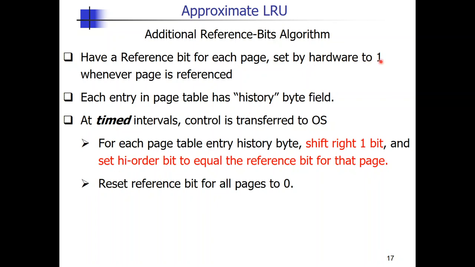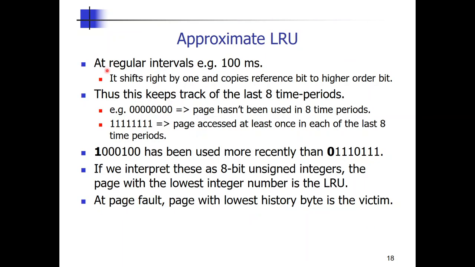And certainly we cannot leave the reference bit at 1 for the entire time. We are going to have to reset that reference bit at that time interval. We do that to all pages so that we can again do this in a cycle, so that we keep an order and frequency monitoring going. Those regular timed intervals are about 100 milliseconds. Every 100 milliseconds, the history byte, the 8 bits in the history byte field, shifts right by 1, and we simply copy the reference bit of that page to the higher order bit.